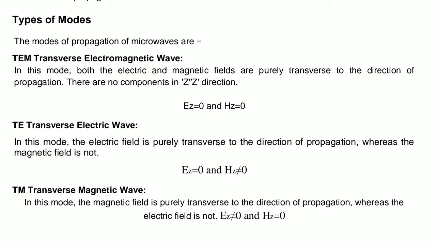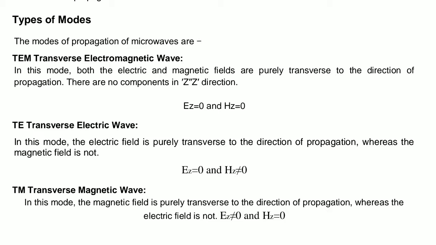Then the next definition is TE, which stands for transverse electric wave. In this mode, the electric field is purely transverse to the direction of propagation, okay, whereas the magnetic field is not. That means the electric field is purely perpendicular to the direction of propagation, or we can say there will be no electric field component towards the direction of propagation of the wave. So these are the various definitions for the TE wave.